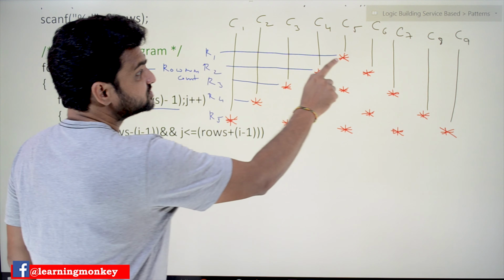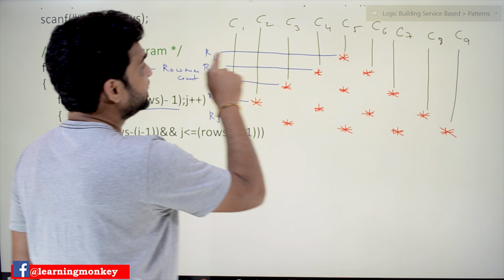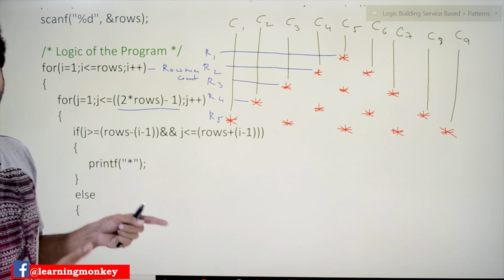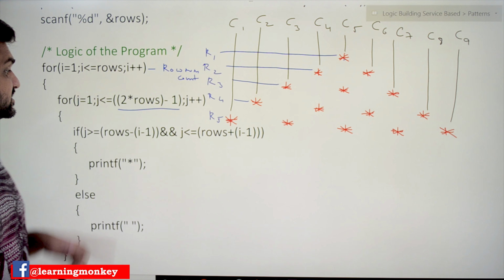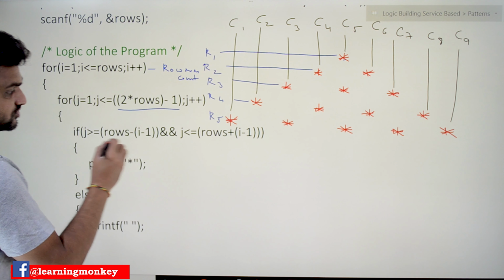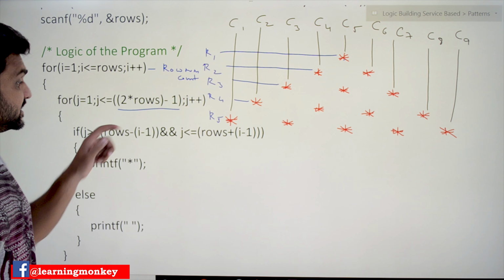So we are in the first row. In the first row, the star has to be printed at 5, and all the remaining columns have to be printed with empty spaces. Who is going to make that decision? That decision is made by this if statement. This if statement is going to decide.